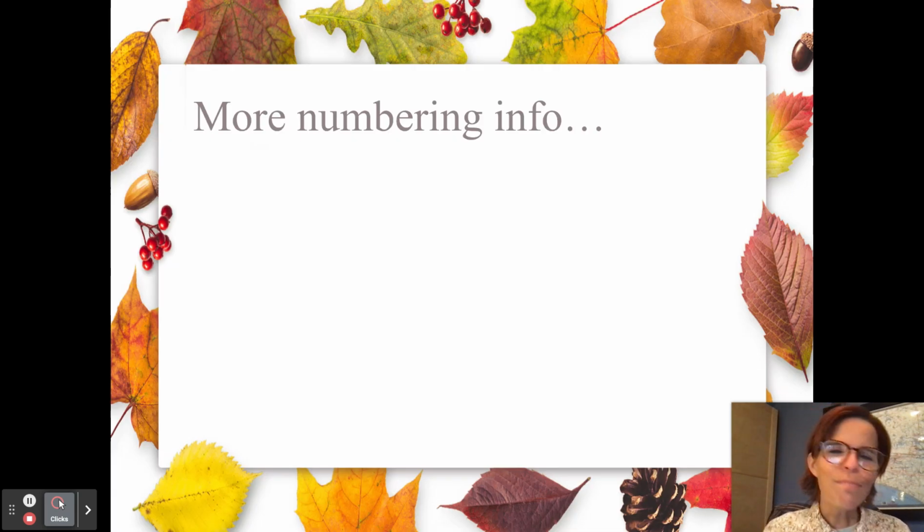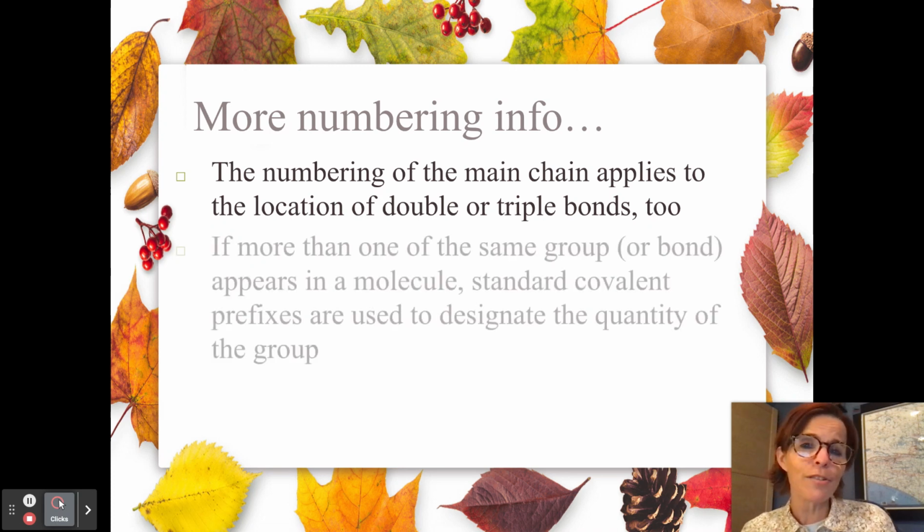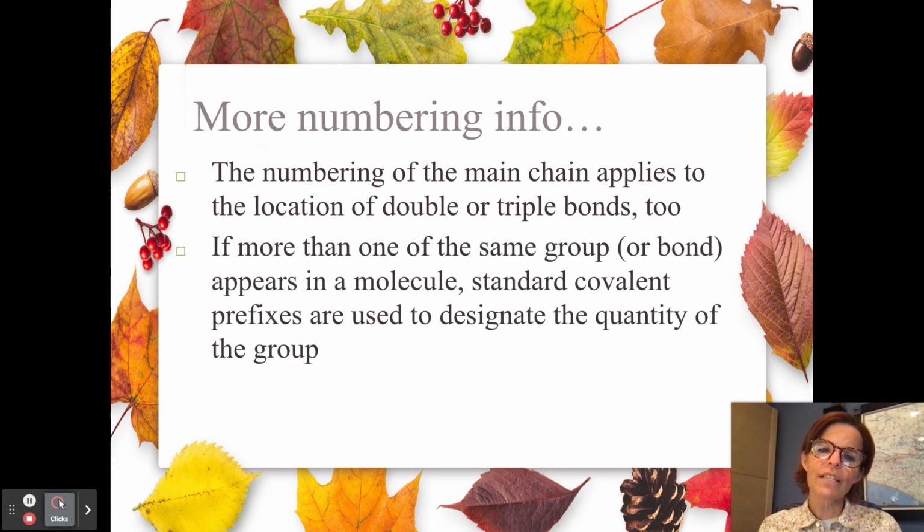All right, there's more numbering information. The numbering of the main chain applies to the location of the double or triple bonds as well. If more than one of the same group or bond appears in a molecule, standard covalent prefixes are used to designate the quantity of the group. What? Okay, it's okay if you're like, I don't understand this. The words aren't making sense to me. It's the examples. You need to really pay attention to the examples. Then come back and look at the words and see if you can make the words make sense in your brain. So what we're talking about here is the presence of double and triple bonds.